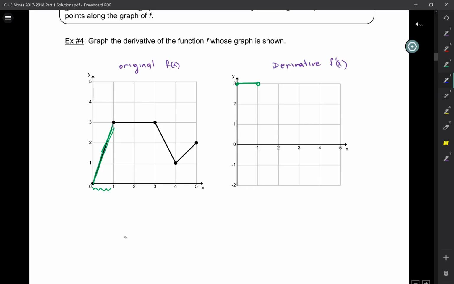Here in region 2 goes from 1 to 3. What is the slope of that line? 0. So here the slope is going to be 0 from 1 to 3. Now, look at the green, look at x equals 1 on the derivative. If the green circle was closed and the blue circle was closed, this would not be a function. I need to make it a function. So I, myself, make one open and one closed. We choose which one we want.